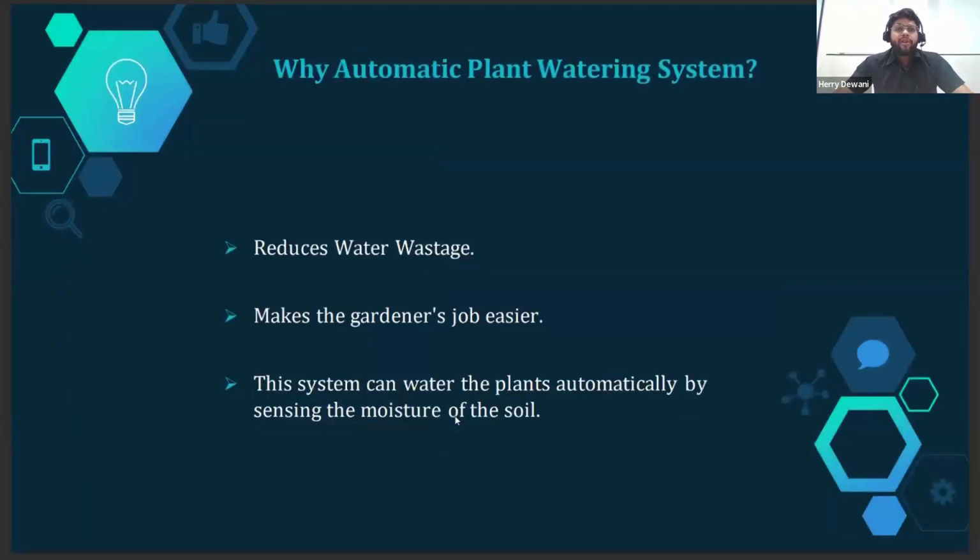Next is why we need an automatic plant watering system. During the old irrigation techniques, a lot of water was wasted. Automatic plant watering system reduces the excess waste of water as there is no need to water the plants manually. On top of it, the watering system can ease the burden of watering the plants when they need it.